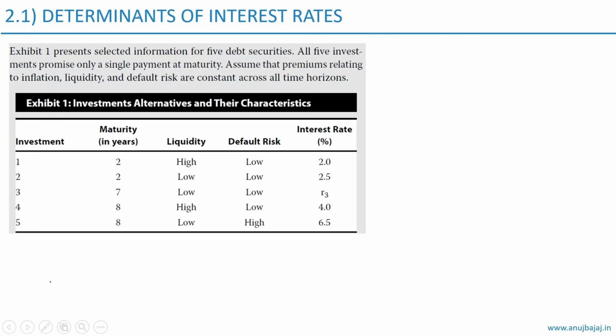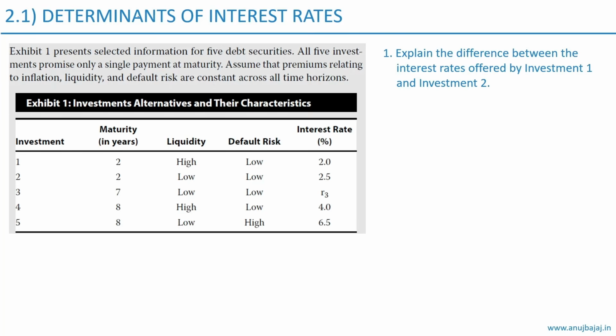Let us look at question 1. Explain the difference between interest rate offered by investment 1 and investment 2. As we can see, investment 1 and 2 have the same maturity. They have the same default risk. The only thing that differs among them is the liquidity. Investment 1 has high liquidity, whereas investment 2 has low liquidity.